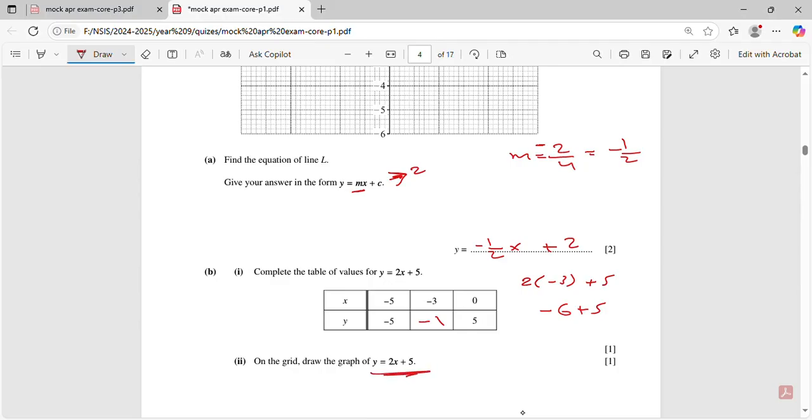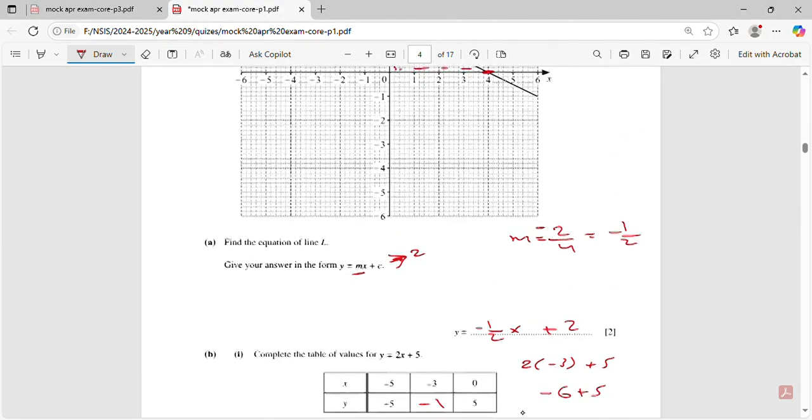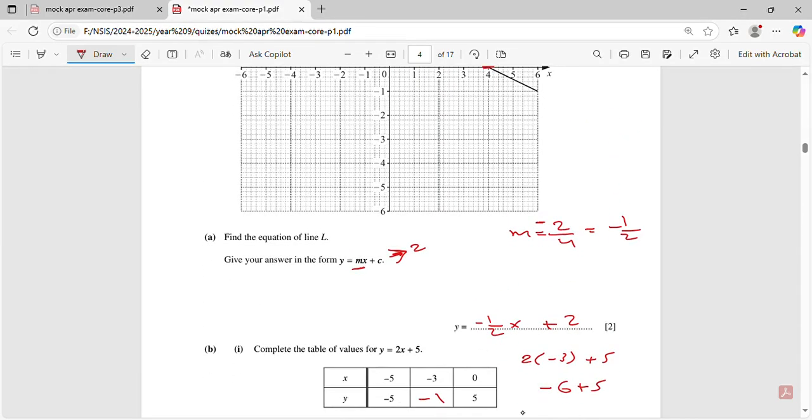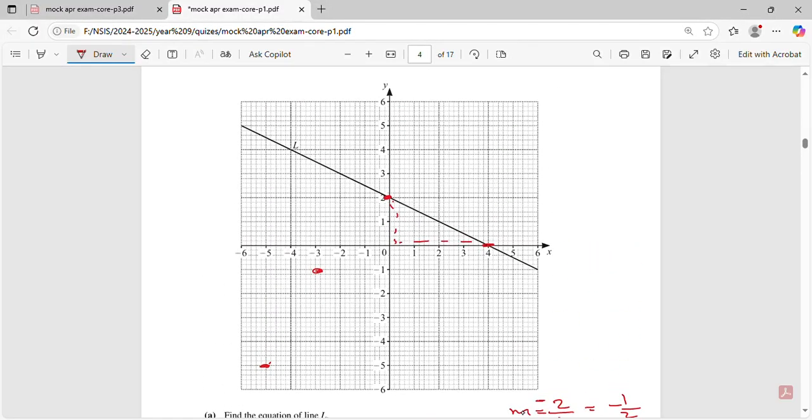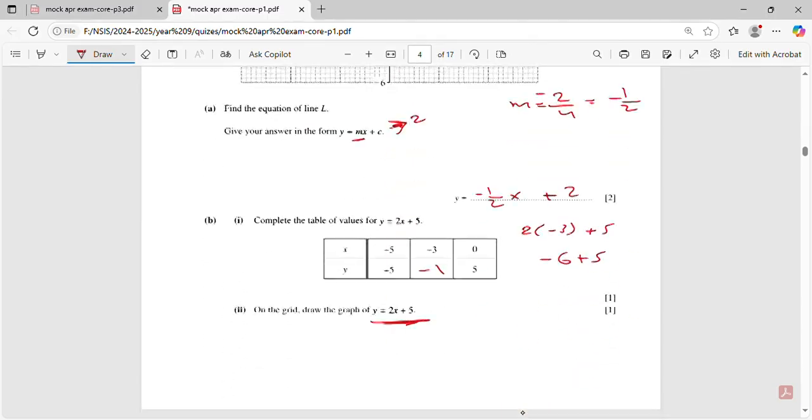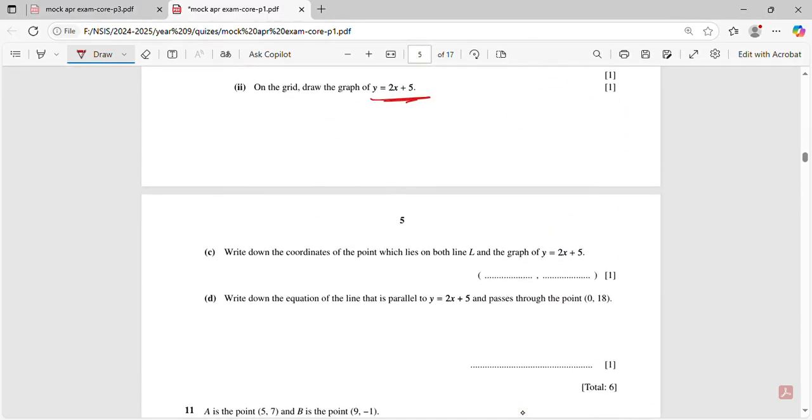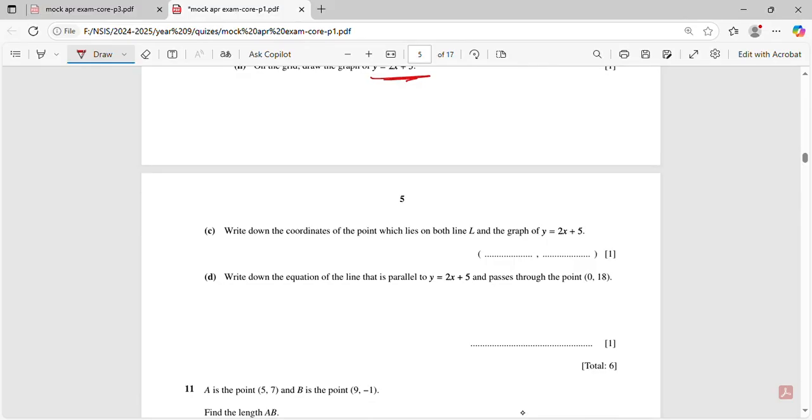Of course, as long as I have the table, I can just plot the points and match them together. For example, negative 5 and negative 5, this is the first point. The second point, negative 3, negative 1, which is this point. The third point, 0 and 5, which will be this point. And now I can match all these points together. Okay, you understand this?